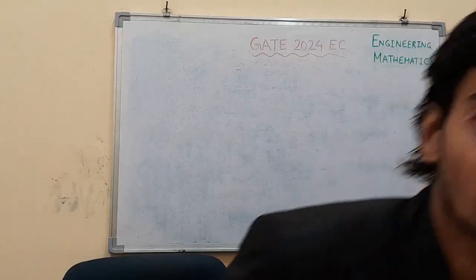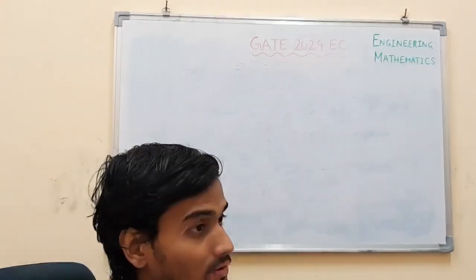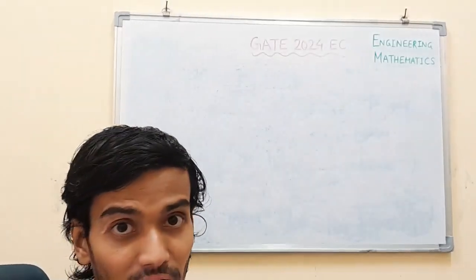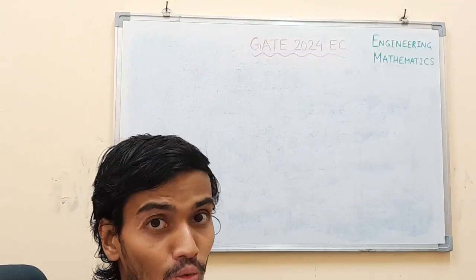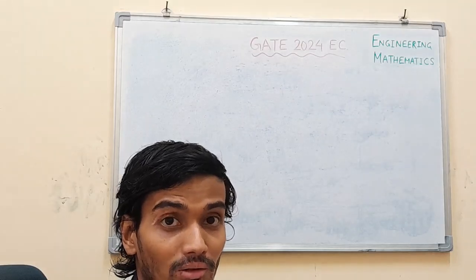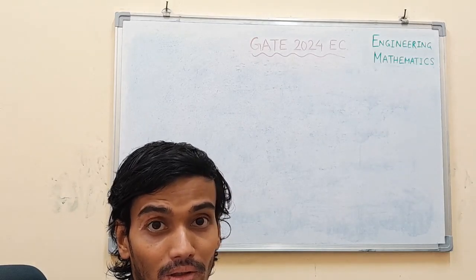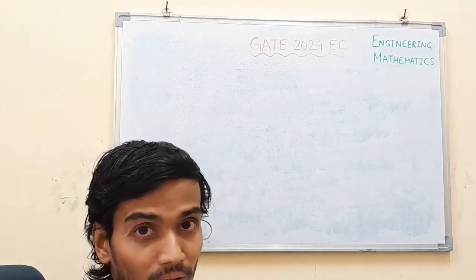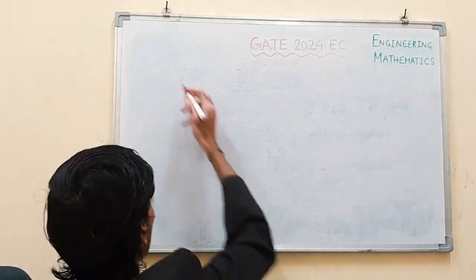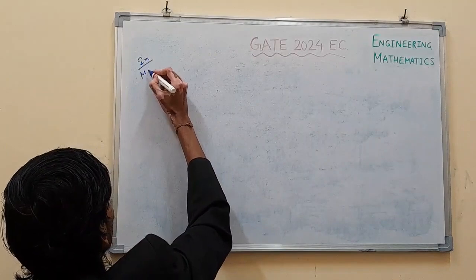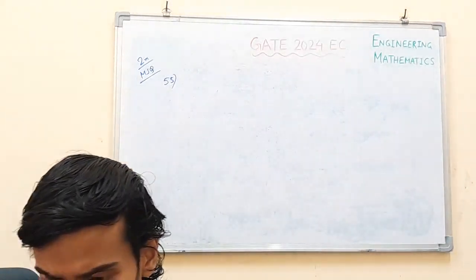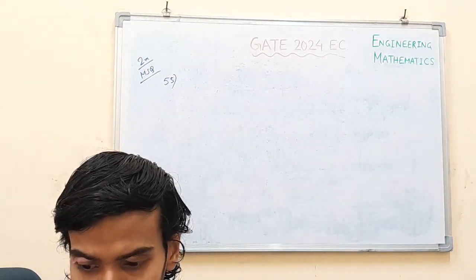Moving on to the next question in the series of GATE 2024 EC solutions from subject Engineering Mathematics. Question was 55 in the master question book GATE 2024 EC. The 2 marks MSQ or multiple select question having more than one correct answer. It is from basically eigenvalues and eigenvectors.